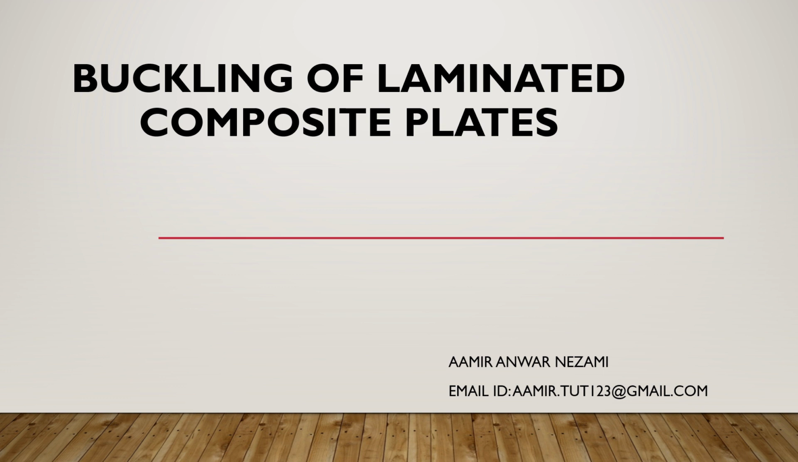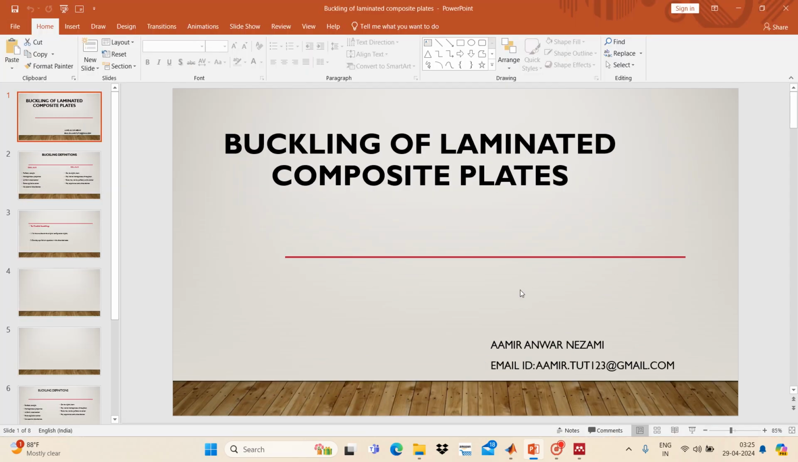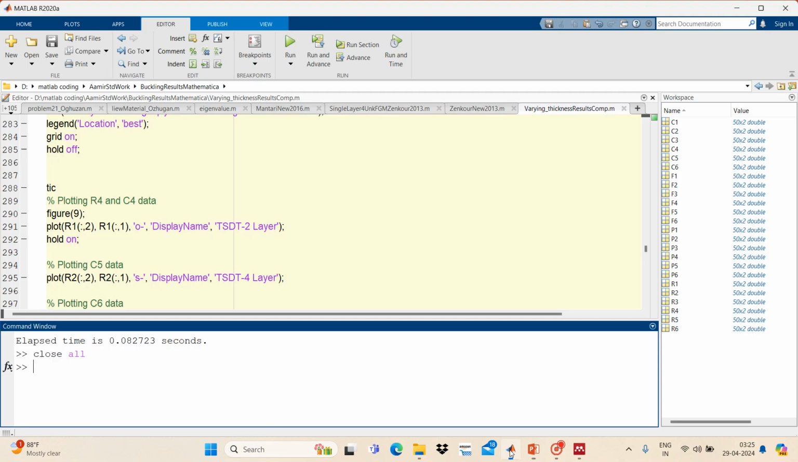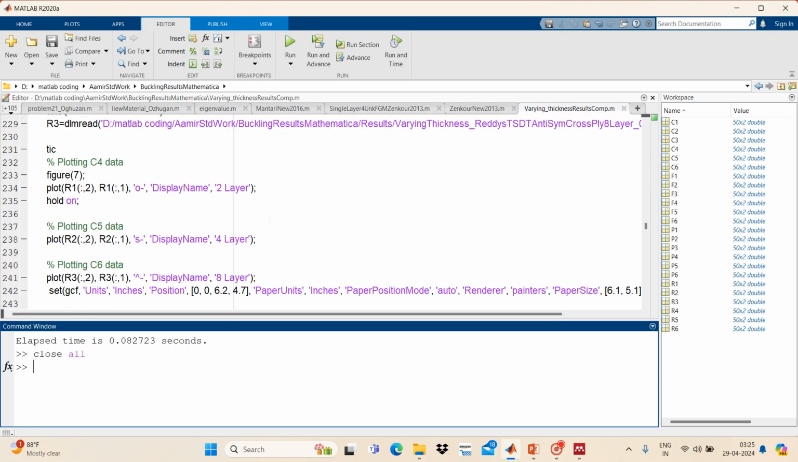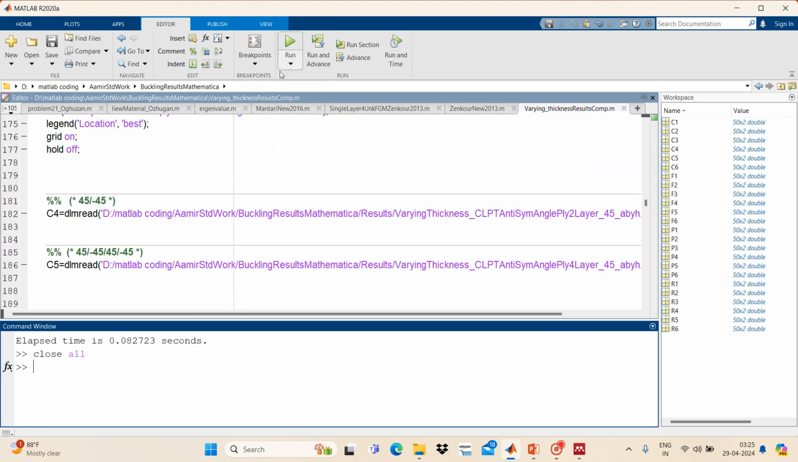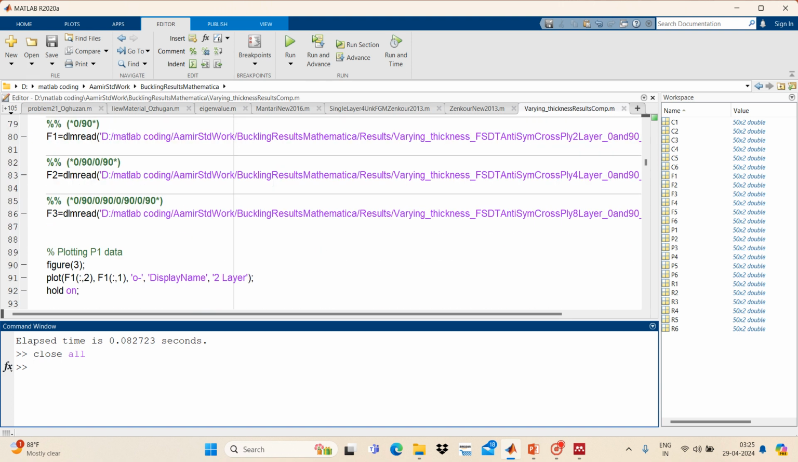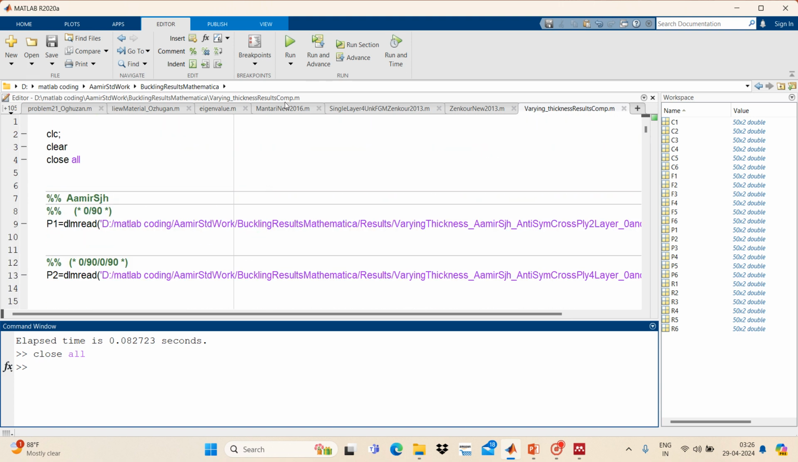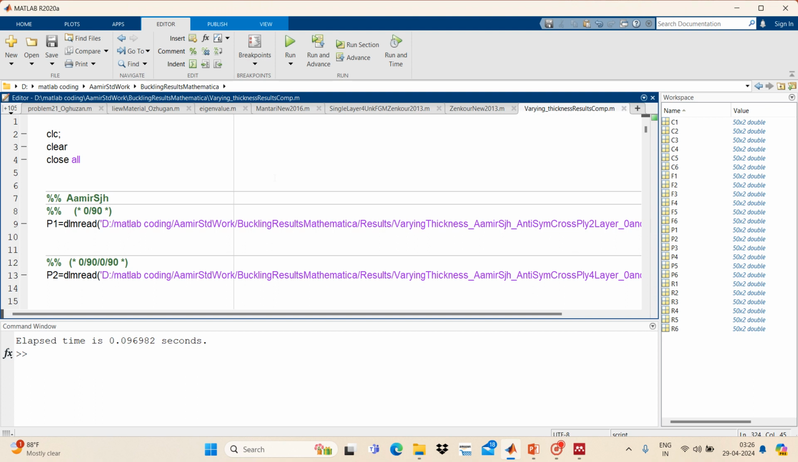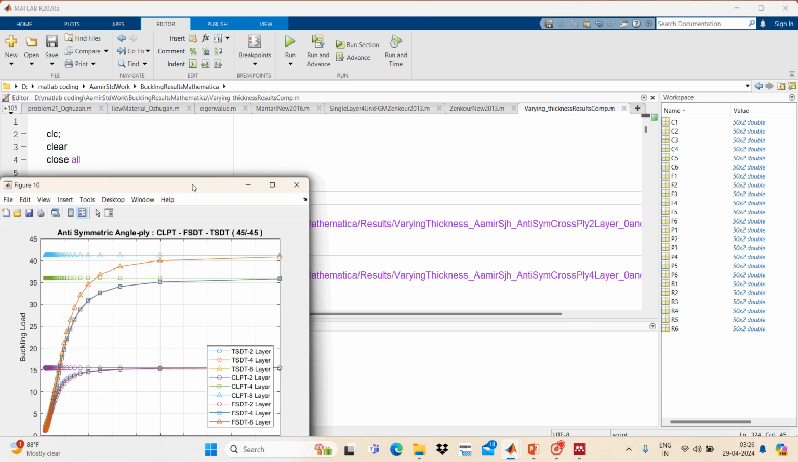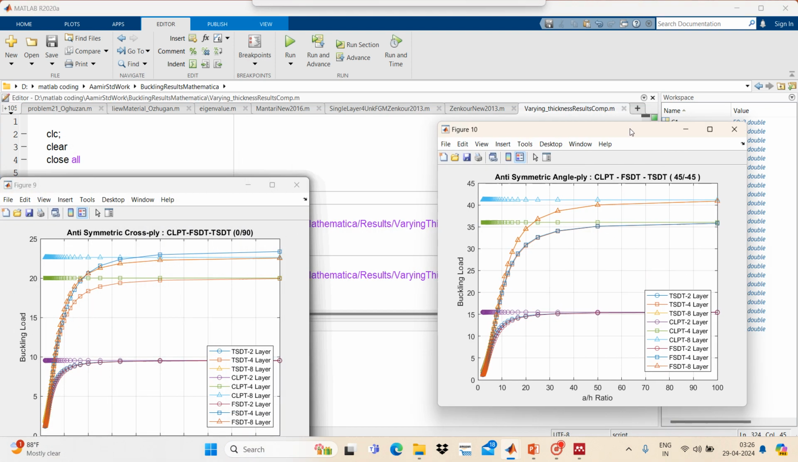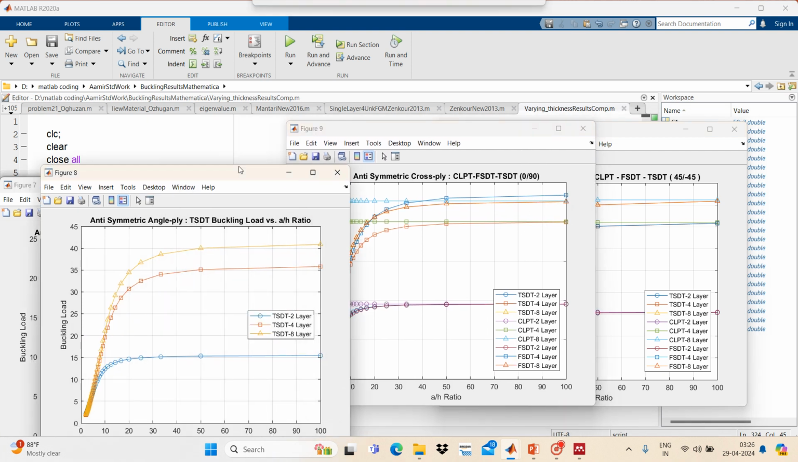He is having some problem understanding the results from the JN Reddy book. So I will show how I have written the MATLAB code and how I run it. I have written one code for that and I have run it. So I got the results here for the buckling of the laminated plates.